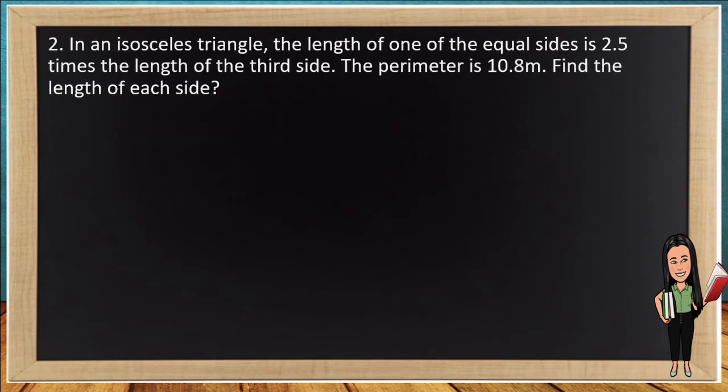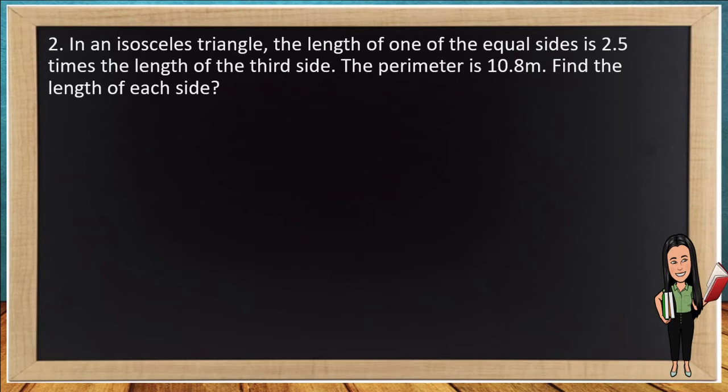Let's have another example. In an isosceles triangle, the length of one of the equal sides is 2.5 times the length of the third side. Perimeter is 10.8 meters. Find the length of each side. So, di ba yung isosceles triangle is a kind of triangle based on the measurement of the side. Pag sinabing isosceles triangle, two of the sides have equal measurement or have equal length.